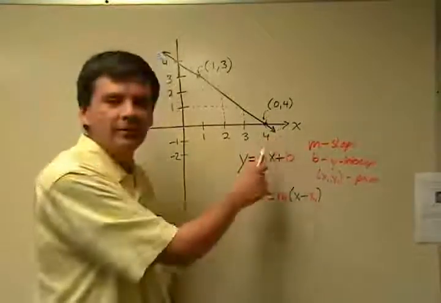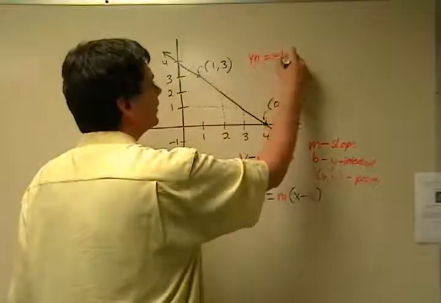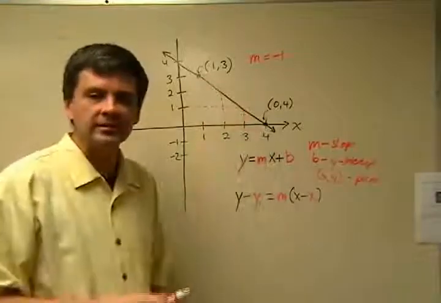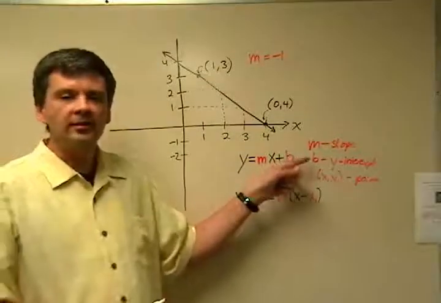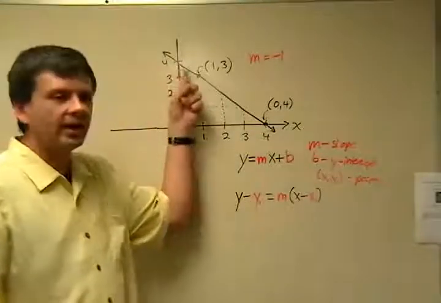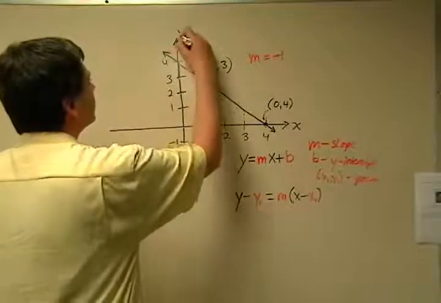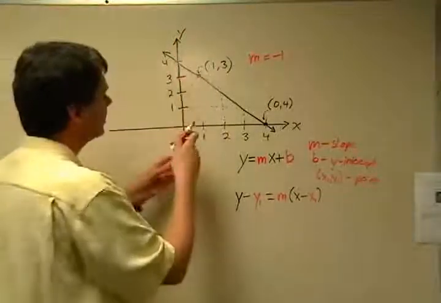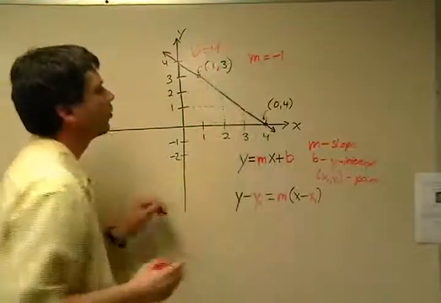As I showed you in the previous video, the slope of this line is -1. So every time you go over 1, it goes down 1. So that's the slope. The y-intercept is the place where the line crosses the y-axis. This is the y-axis. And how high is it when it crosses? Well, it crosses right there. And so the y-intercept is equal to 4.